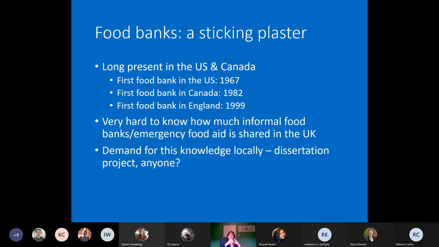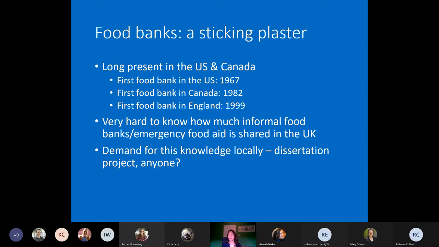So we've gone through the what, to scale the problem. Then we've talked about, so what? What are the health implications and why people become food insecure in the first place? And then how do we measure it? Now, what do we do about it? And the main response so far in the UK has been to use a food bank.